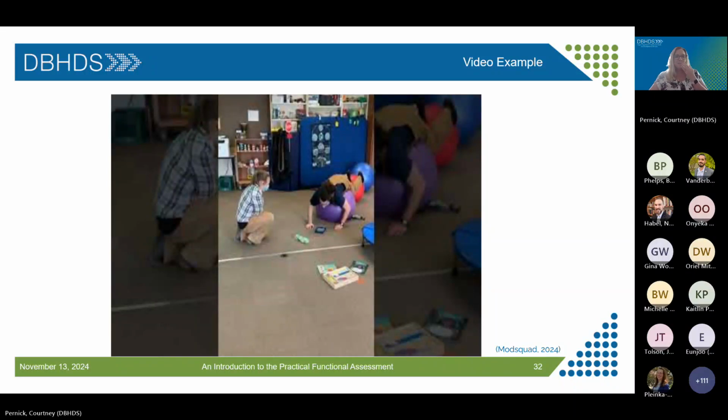Okay, so you can see there's a variety of materials laying on the floor, the individual is bouncing on a ball on their stomach, and just notice the implementer is not in any way trying to guide the learner in how to interact with those materials. That learner is free to interact with them however they choose.